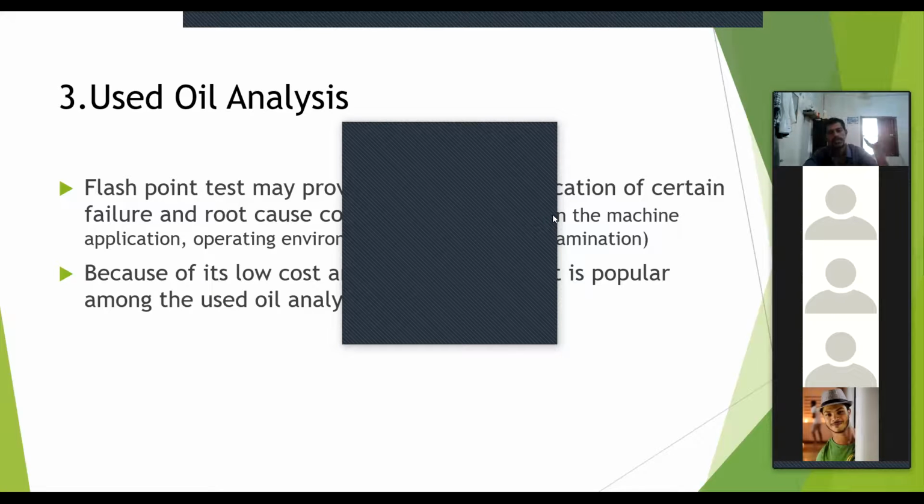It is not covered in this session, but I will ask you to think about it. If we take one new oil and measure the flash point, it is X degrees Celsius. Then we use that new oil for a certain time in some vehicle. Then we take out the used oil, the same used oil, and measure the flash point. It is Y degrees Celsius. Which is greater, X greater than Y, or Y greater than X? What do you think?